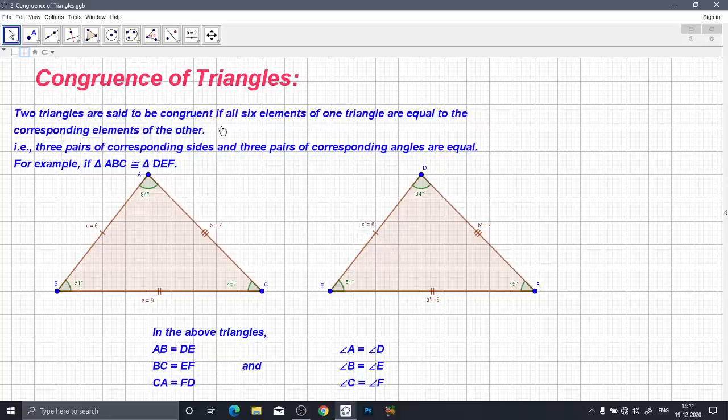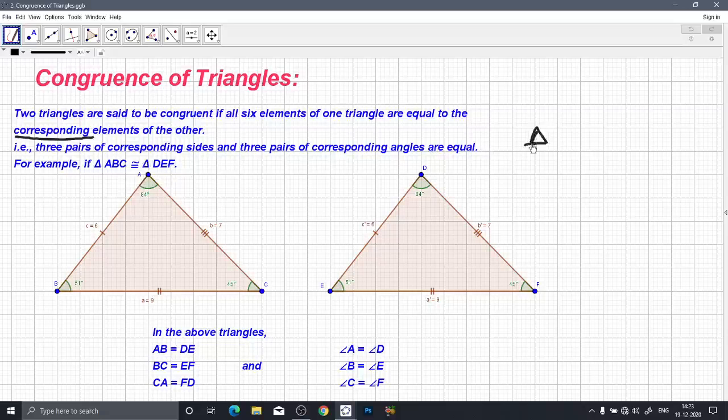So two triangles are said to be congruent if all 6 elements of one triangle are equal to the corresponding 6 elements of the other. The word corresponding is very important here. Corresponding elements only should be equal; we should not take them randomly. What corresponding means, we will explain. If three pairs of corresponding sides and three pairs of corresponding angles are equal, then we can tell that triangle ABC is congruent to triangle DEF.